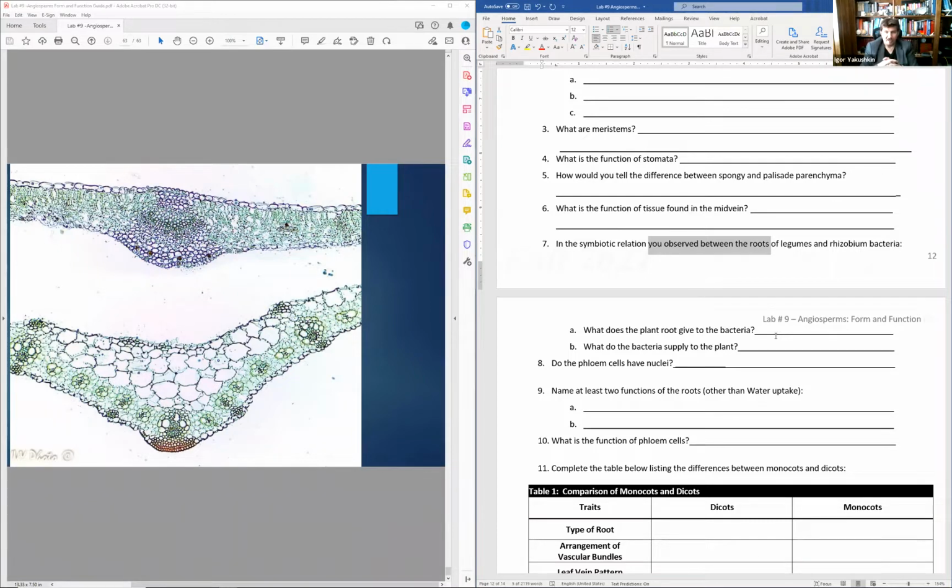Does the phloem have nuclei? Yes, it's a living cell, so it does have nuclei. The xylem, on the other hand, is a dead cell, so adult xylem is just a shell of the cell.